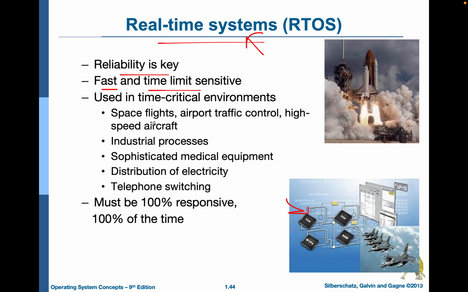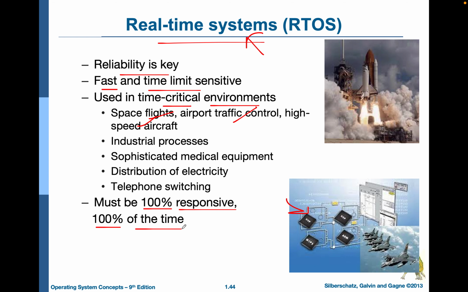So this is the example used in a critical environment, for example space flight, airport traffic control, high-speed aircraft, industrial processes, sophisticated medical equipment, distribution of electricity, phone switching, and many others you can list here. So it must be 100% responsive and also give a 100% response in the time.